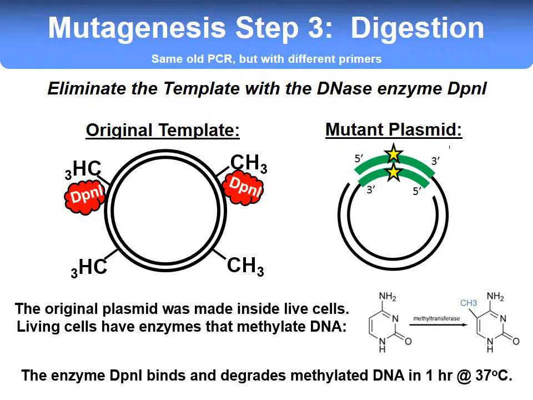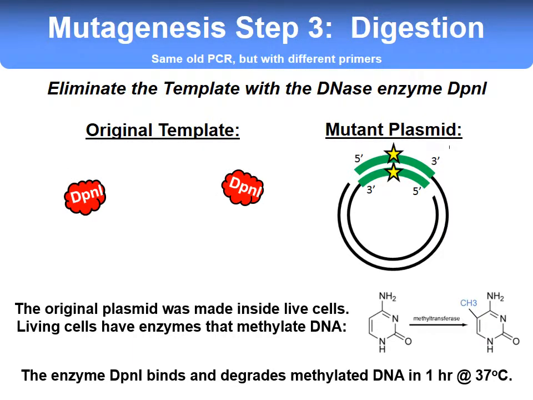And fortunately enough, there are restriction enzymes that degrade DNA that have methyl groups on them. So, for instance, here we're going to add DpnI, and this eats away any DNA that has methyl groups on it. And this just takes an hour at 37 degrees C. So we add the DpnI to our mutagenesis reaction, and surely enough, the original template goes away, and we're left with only mutant plasmid.